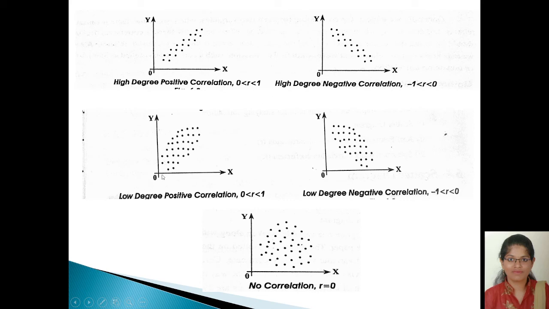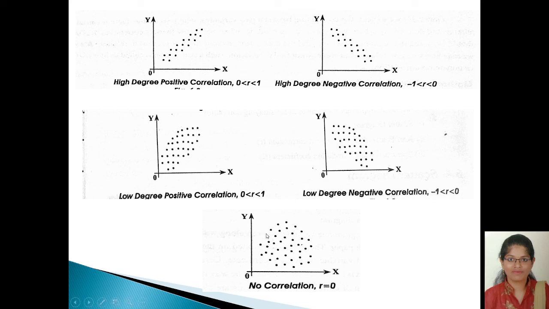The next graph also shows an upward trend, and the correlation coefficient value is 0 less than r less than 1. It is known as low degree positive correlation. The next graph shows a downward trend, decreasing order of correlation, and the correlation coefficient value is -1 less than r less than 0, that is, the range is -1 to 0. It is known as low degree negative correlation.